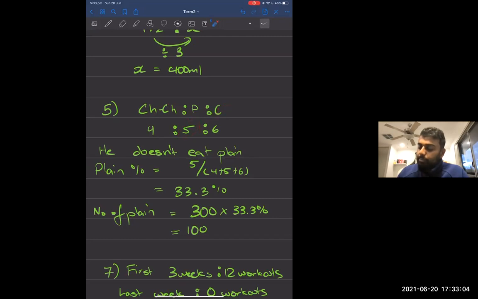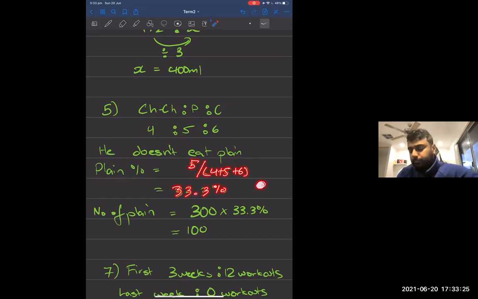So you find out what percentage of the total cookies is plain. The total is 4 chocolate chips plus 5 plain plus 6 chocolate. And that percentage is 33.3 percent. You guys understand where I got that number from?